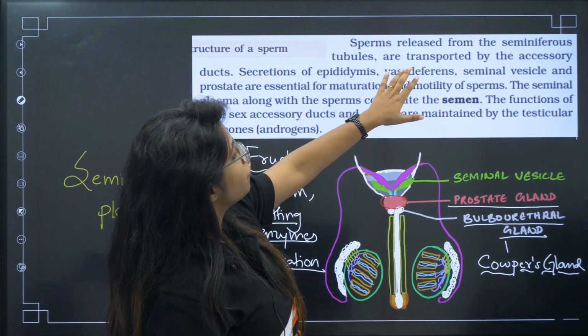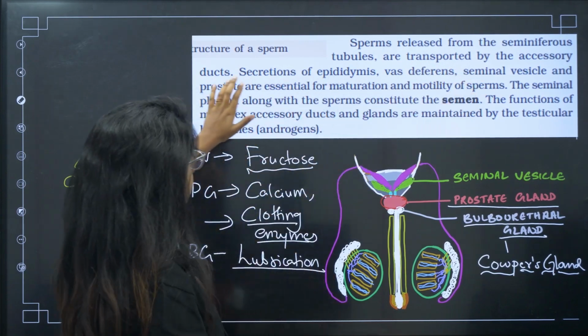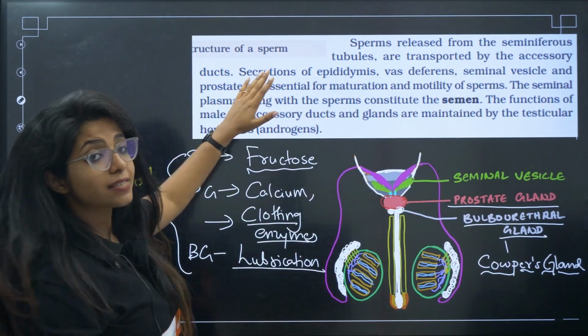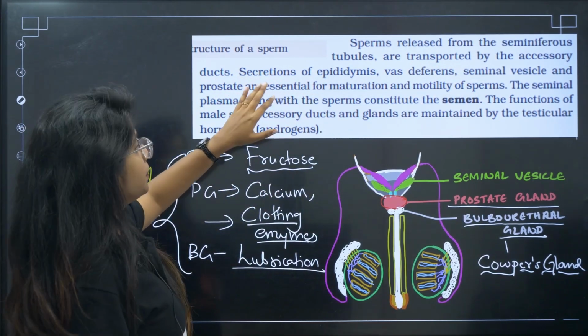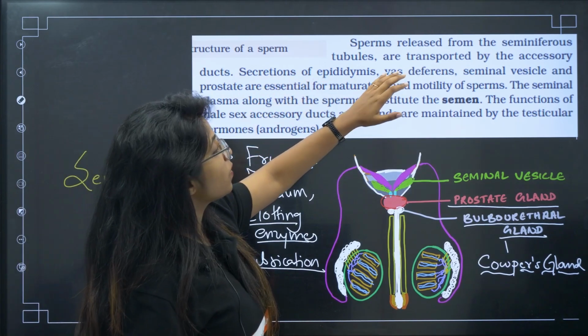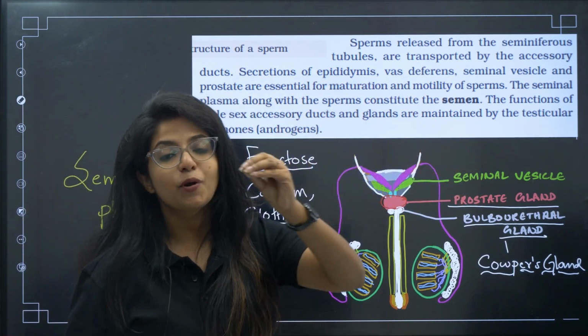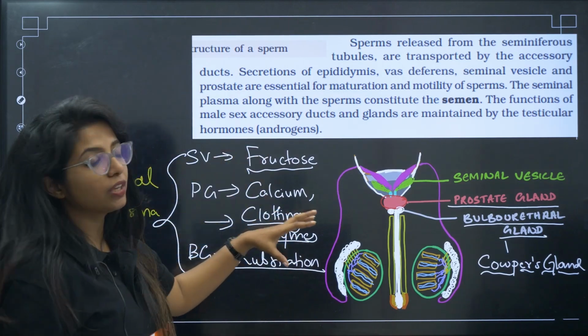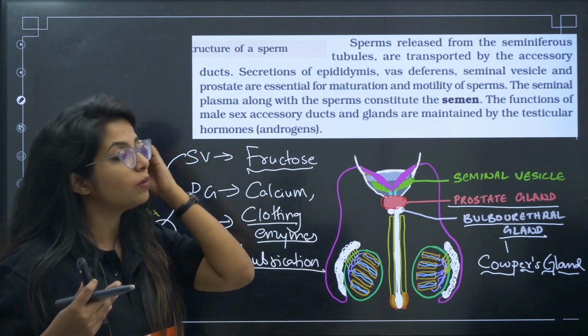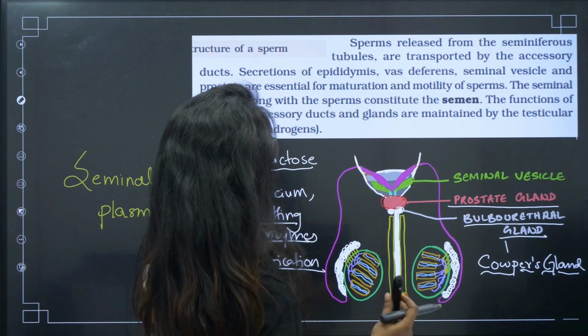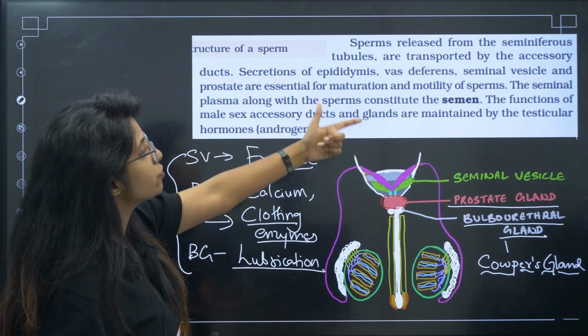Sperms released from the seminiferous tubules are transported by the accessory ducts. You know that. What are the accessory ducts? Rete testis, vasa efferentia, epididymis and vas deferens. Secretions of epididymis, vas deferens, seminal vesicle and prostate are essential for maturation and motility of sperm. If you are not giving all this, obviously the sperm will not be able to move as well as mature. The seminal plasma along with sperm constitute the semen.